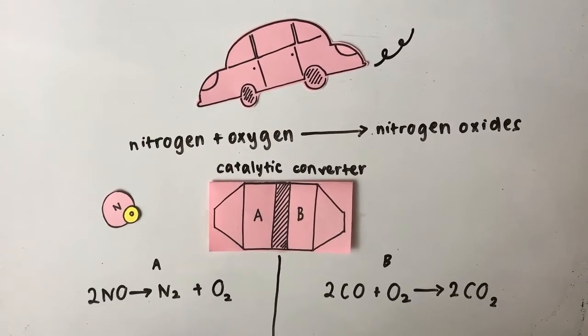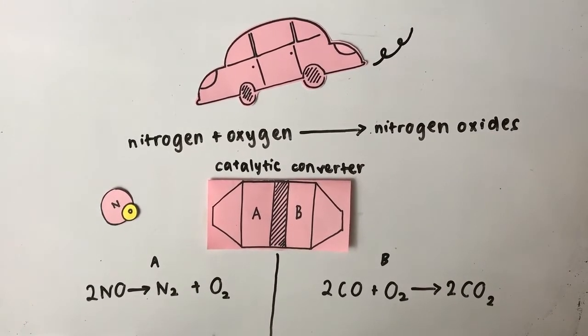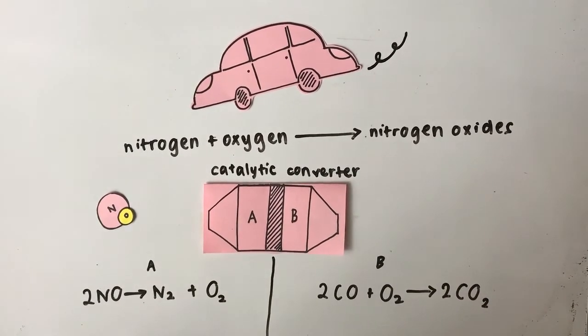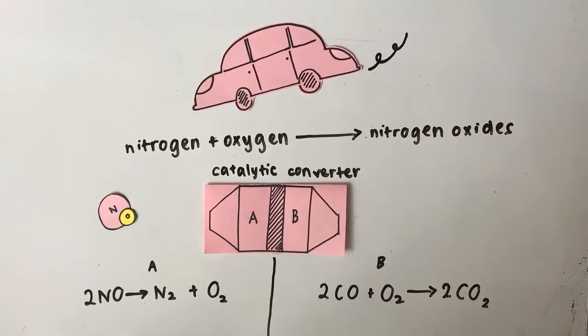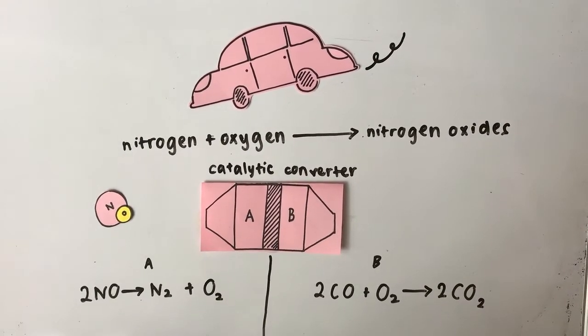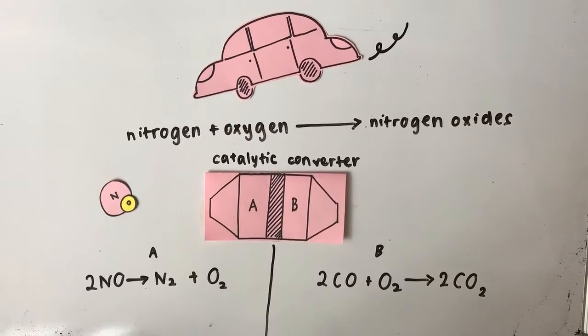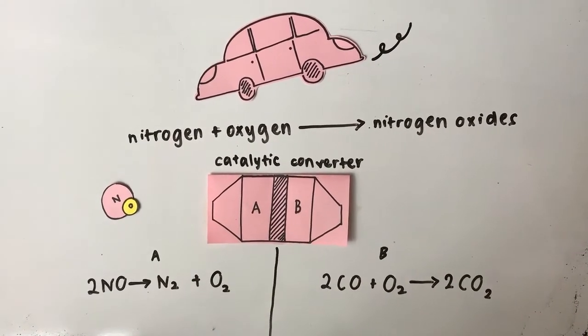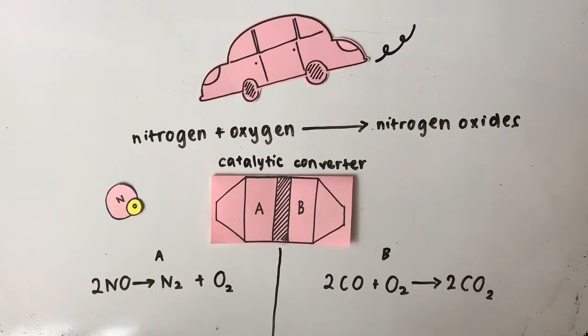So nitrogen oxides form in car exhaust because the air gets so hot that nitrogen and oxygen react. You can remove the nitrogen oxide by using a catalytic converter, which is present in many modern cars. These contain a catalyst that catalyzes the conversion of the oxide back to nitrogen and oxygen.